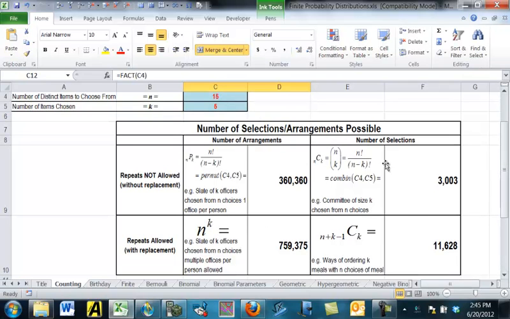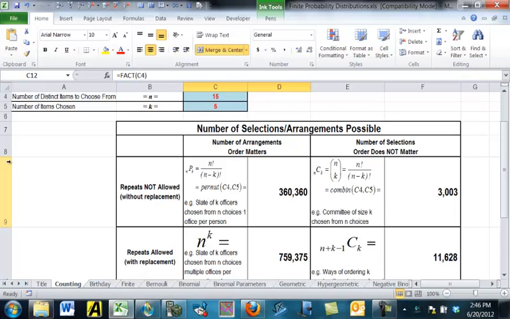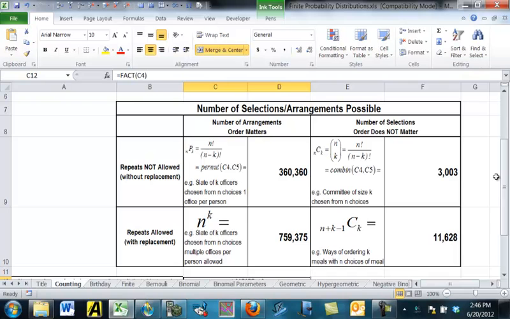Now, there were 4 different things where we're trying to find number of selections or arrangements, and we had 2 different criteria, whether we're finding number of arrangements or number of selections. Number of arrangements is where the order matters, and number of selections is where the order does not matter. And then we had 2 other options where the repeats could be allowed. So for example, that could be done without replacement, and repeats are not allowed.